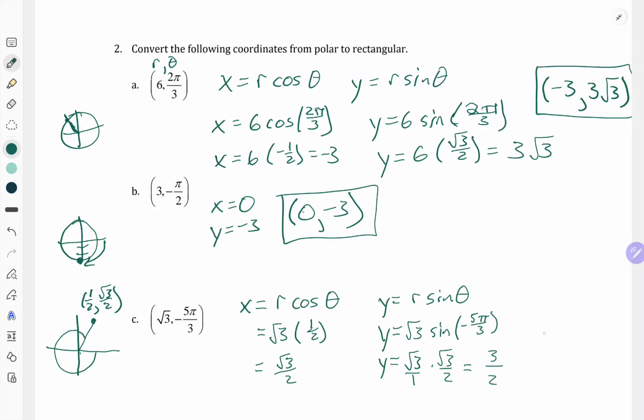There's my x, there's my y again. If we want to write that as a coordinate, this would be √3/2 for the x and 3/2 for the y. So that's it. So that's the basic gist.